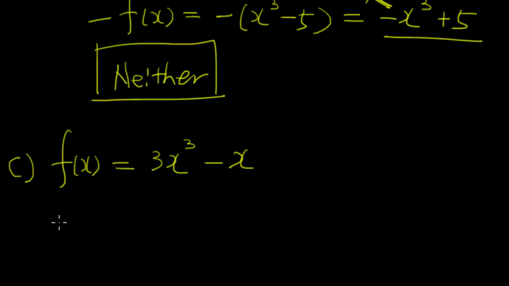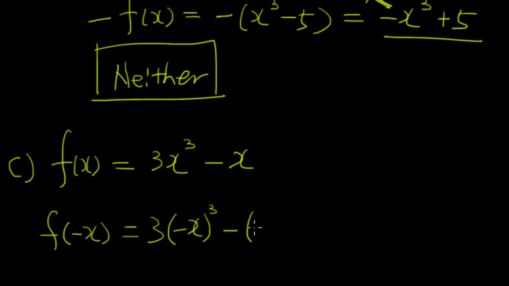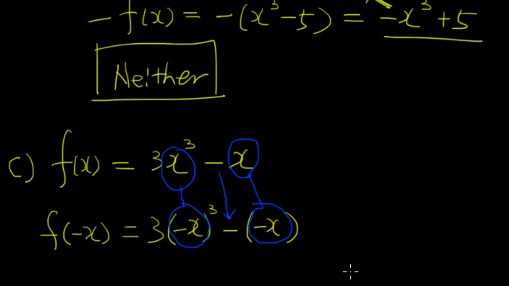Okay, so again, the first step that we should do, we should check f of negative x. Right? F of negative x, that's what we need to check. So I'm replacing this x by negative x to the third, and this x by negative x, right? We have to be careful because this negative is this negative. I am replacing this with negative x, and I'm replacing this x with this negative x, right?